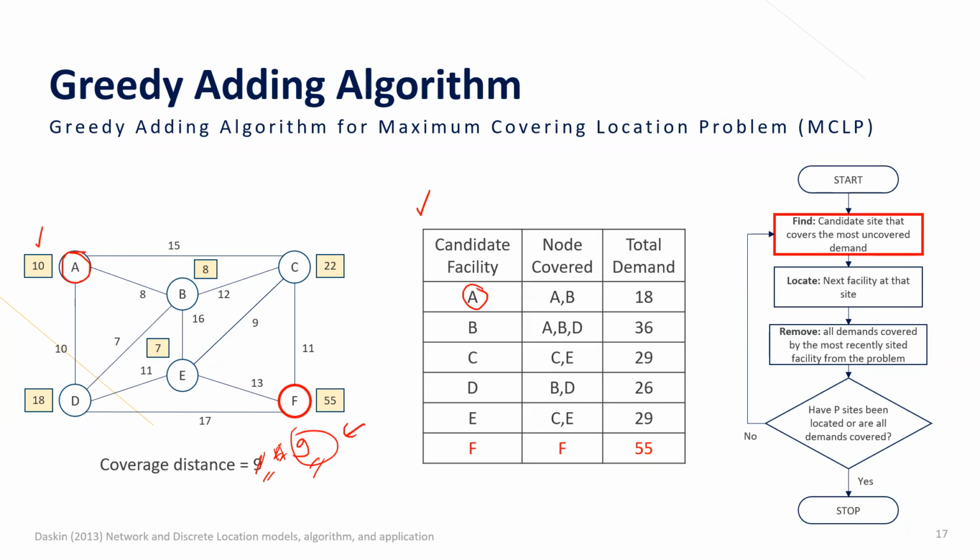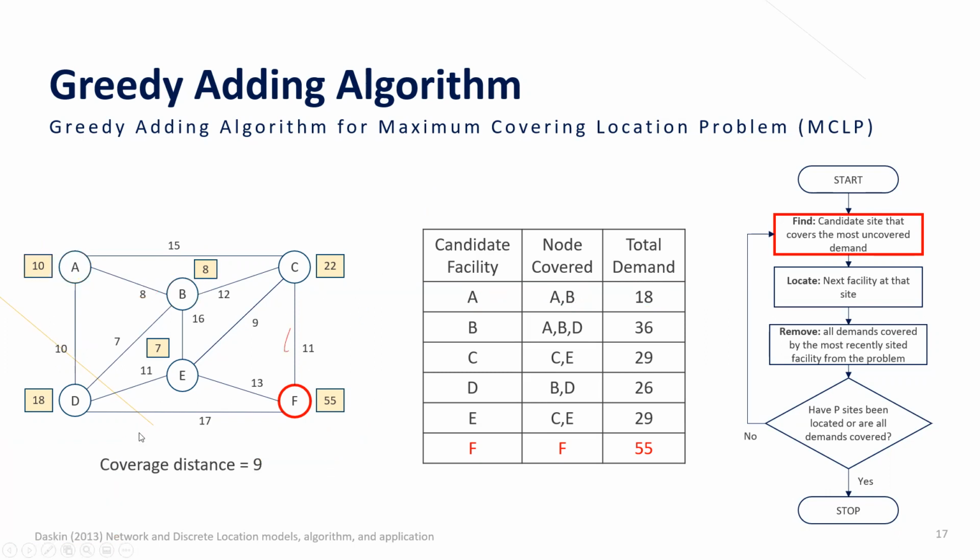And what other facility can I cover? Check the coverage distance. 10 doesn't cover. 8, okay, covered. So A and B. 15 not covered. So A and B. Candidate facility at A will cover node A and B, which means that you have the demand of 10 in A and then demand of 8 in B. So the total covered demand is 18. Okay, let's try one more example.